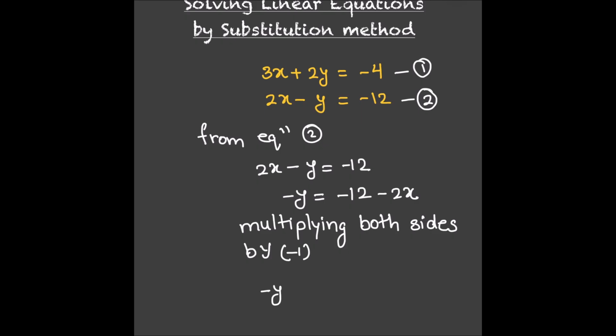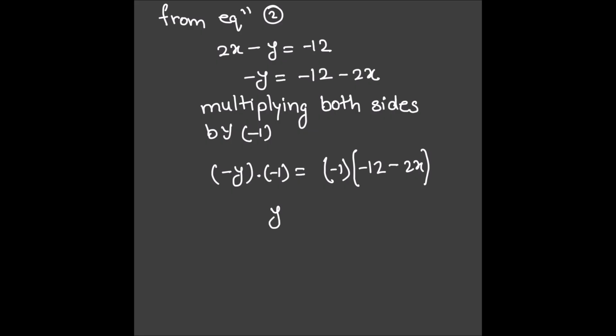So this will be minus y times negative 1 equals negative 1 times minus 12 minus 2x. So minus y times minus 1 will be y, equals negative 1 times negative 12 which is 12, and negative 2x times negative 1 will be plus 2x. So y will be equal to, let's write the x variable first, 2x plus 12. This is the value of y. This is our equation number 3.